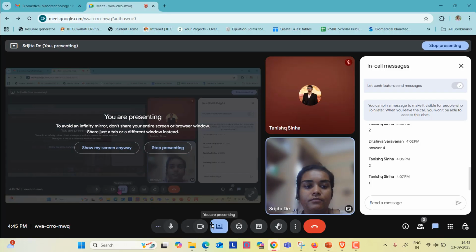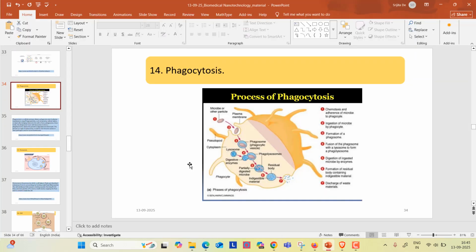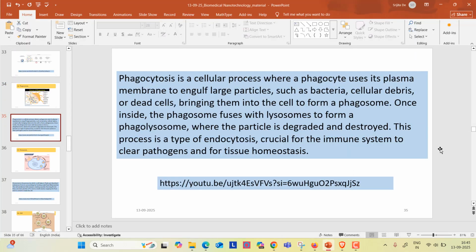Right, so what is written? Phagocytosis is a cellular process where a phagocyte uses its plasma membrane to engulf large particles such as bacteria, cellular debris, or dead cells, bringing them into the cell to form a phagosome. Once inside, the phagosome fuses with lysosomes to form a phagolysosome, where the particle is degraded and destroyed. This process is a type of endocytosis crucial for the immune system to clear pathogens and for tissue homeostasis.